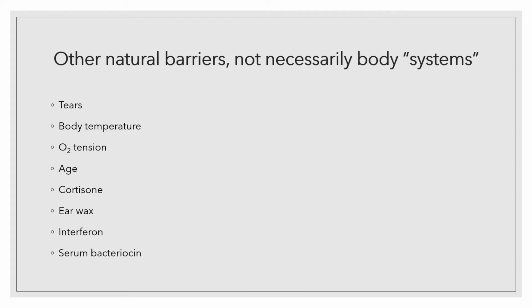There are other natural barriers, not necessarily body systems, but they also contribute to our first line of defense. Some of those natural barriers would include tears. Tears contain lysozyme, and lysozyme is a chemical that destroys the gram-positive cell walls of bacteria. And tears also contain the antibody IgA. We have our body temperature. Not all organisms will grow at 35 to 37 degrees Celsius.